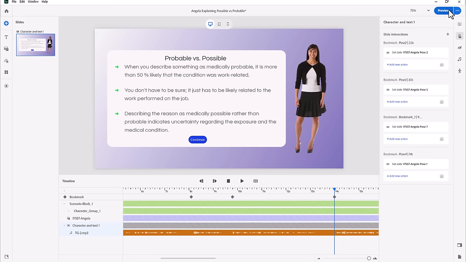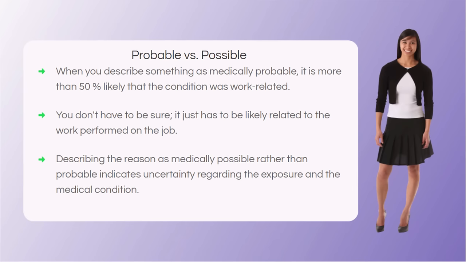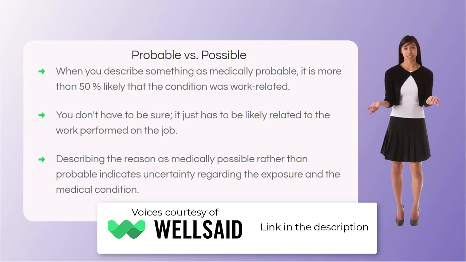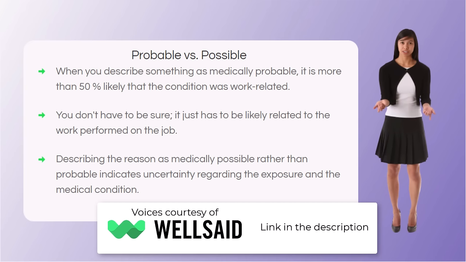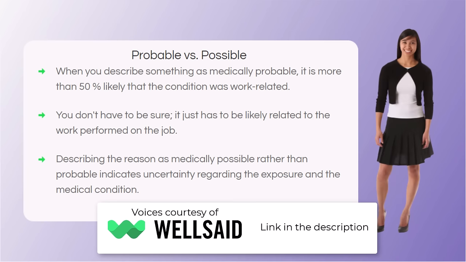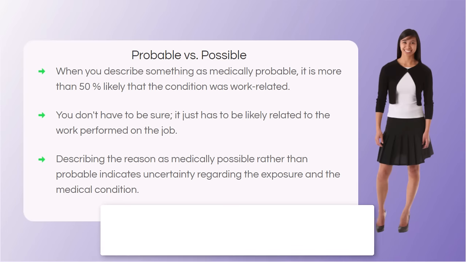Let's preview this and see how it works. When you describe something as medically probable, it is more than 50% likely that the condition was work-related. You don't have to be sure. It just has to be likely related to the work performed on the job. Describing the reason as medically possible rather than probable indicates uncertainty regarding the exposure and the medical condition.